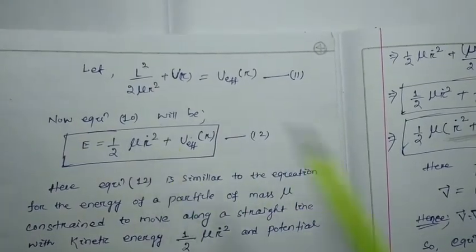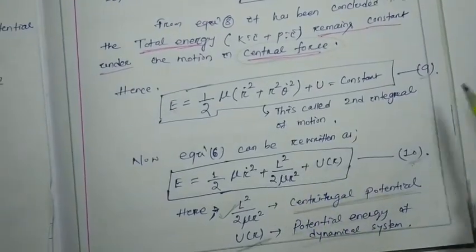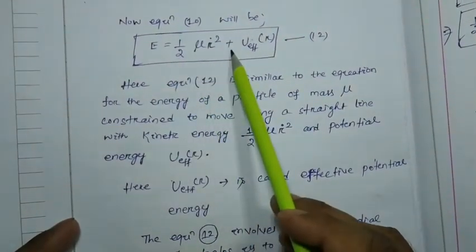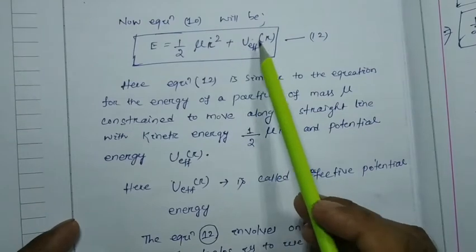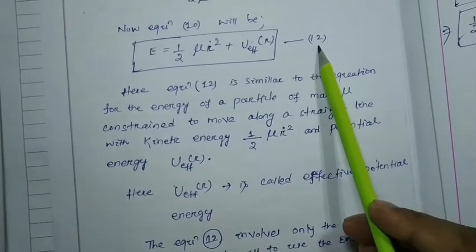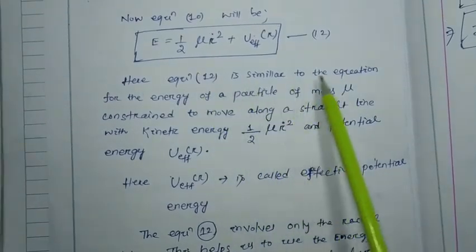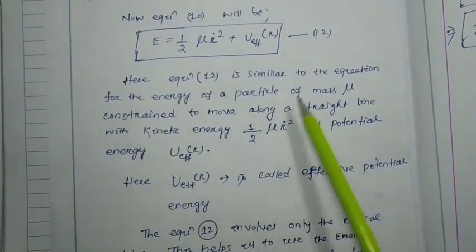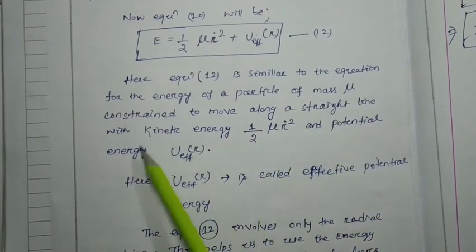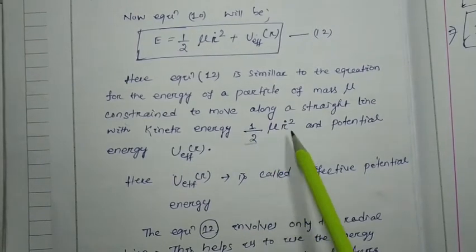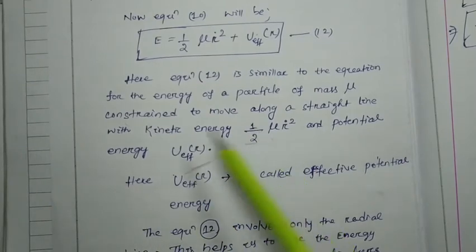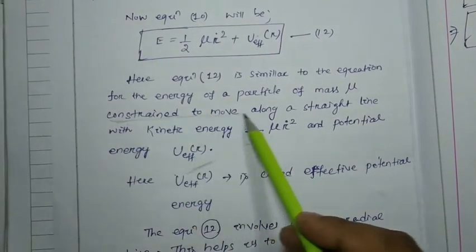Now in equation number 10, instead of this I can write u effective, right? So it will be E equals half mu r dot square plus u effective, which is a function of r. Let it be equation number 12. Here equation number 12 is similar to the equation for the energy of a particle of mass m constrained to move along a straight line, with kinetic energy half mu r dot square and this potential energy.